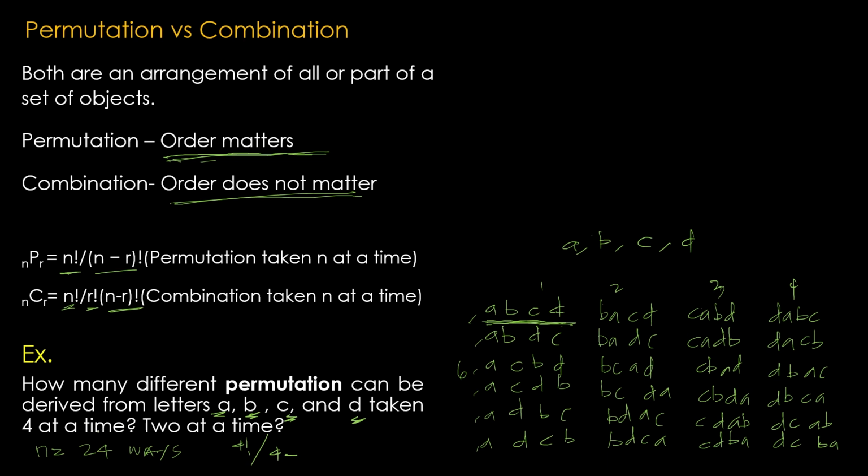So, if you are to take 4 at a time, that is 4 minus 4. That would be 4 minus 4 factorial. Okay, so 4 factorial divided by 0 factorial. By the way, 0 factorial is equal to 1. Magic, right? Magic. 0 factorial is equal to 1.